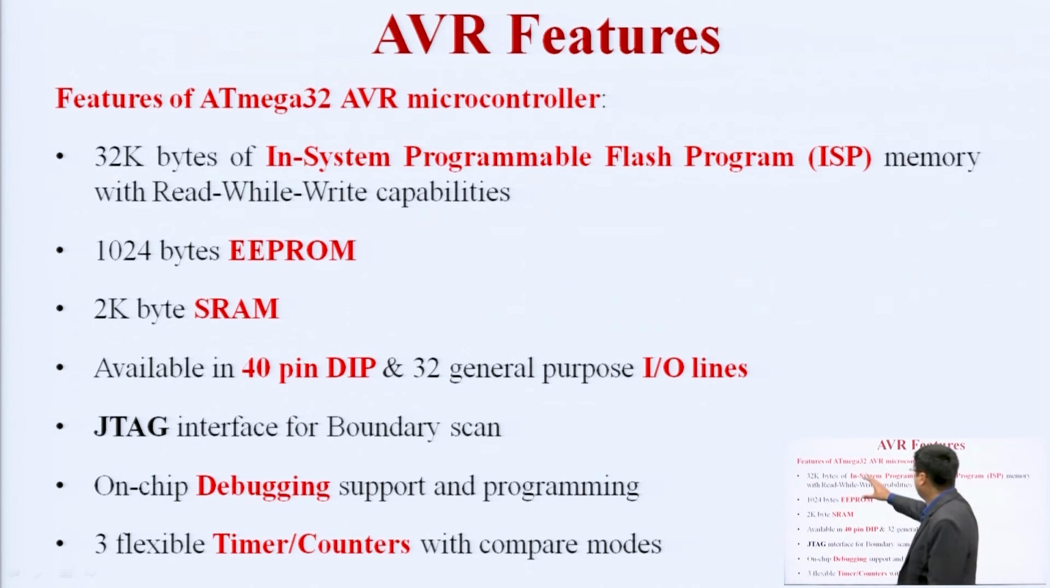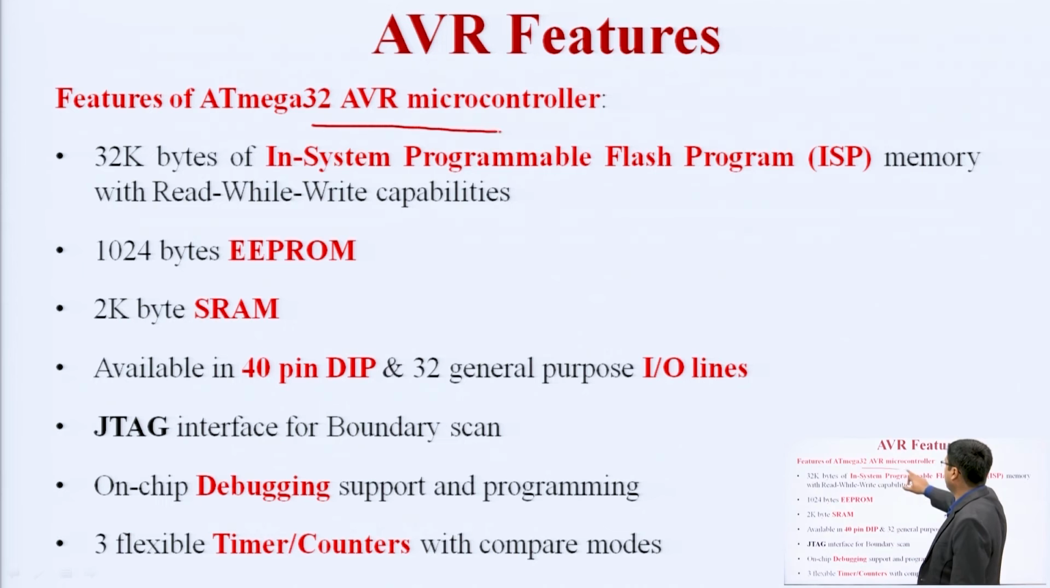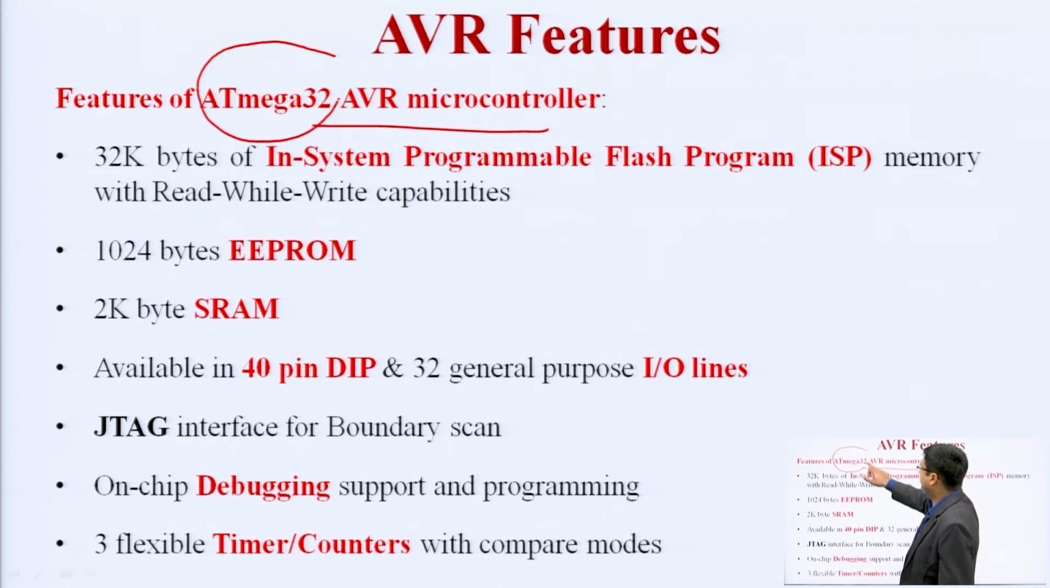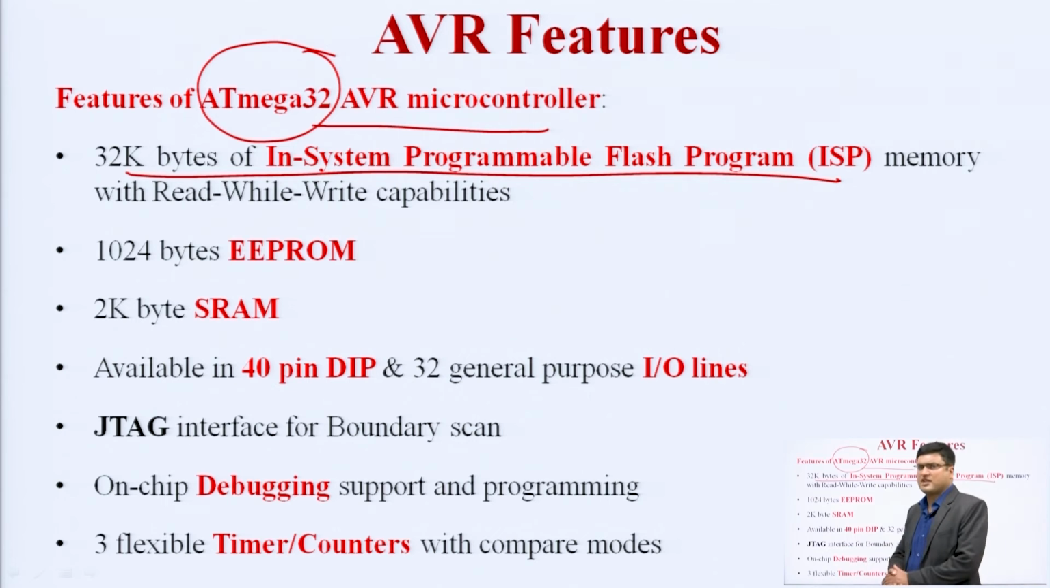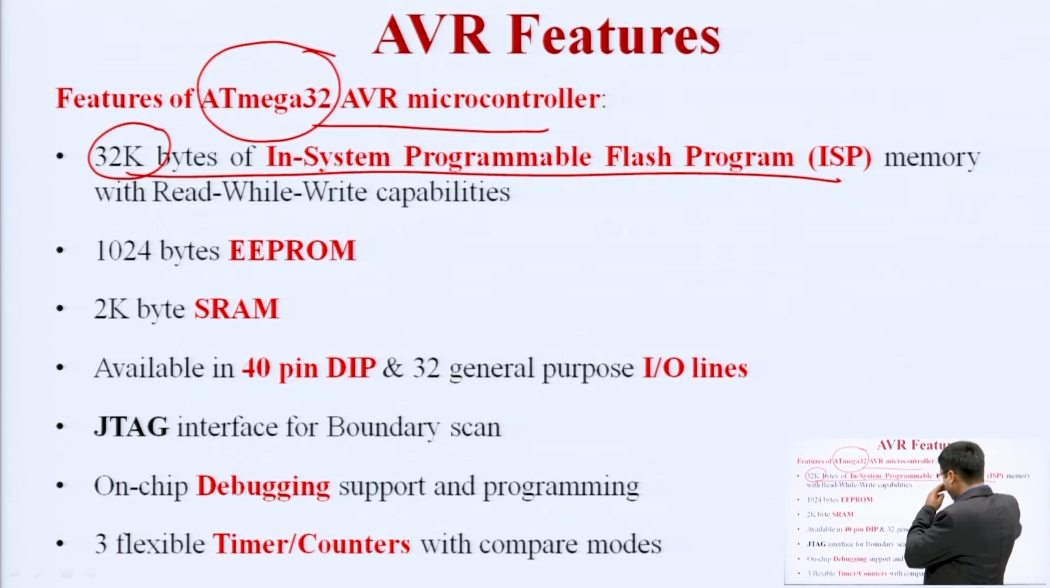So we will see the features of the Atmega 32 AVR microcontroller. This is one of the famous microcontrollers in the AVR family. It has 32 kilobytes of in-system programmable flash memory. We have seen what flash memory is. It has both read-while-write capabilities.